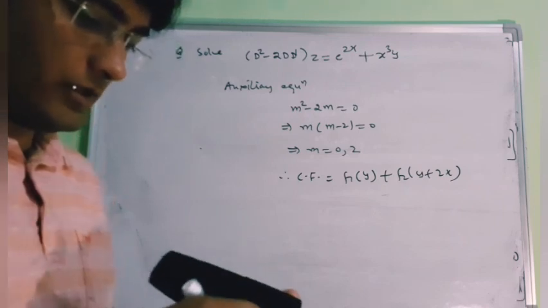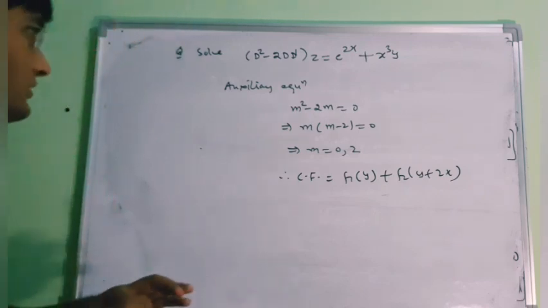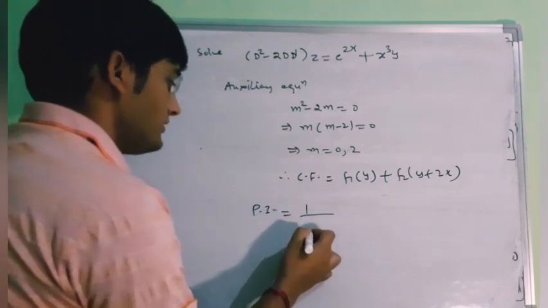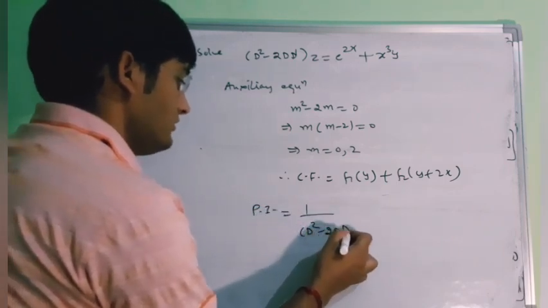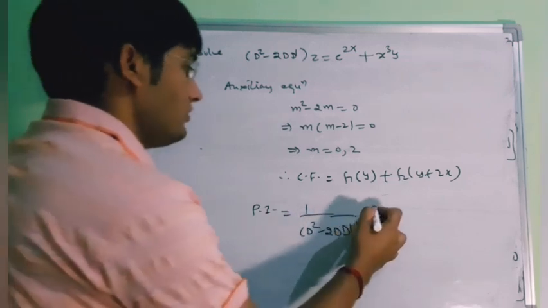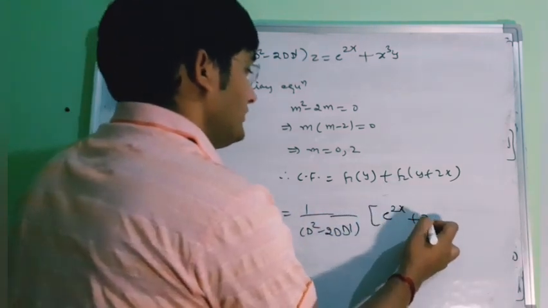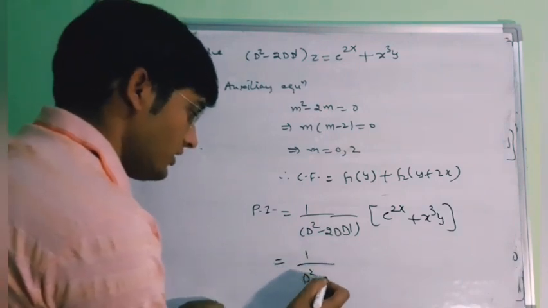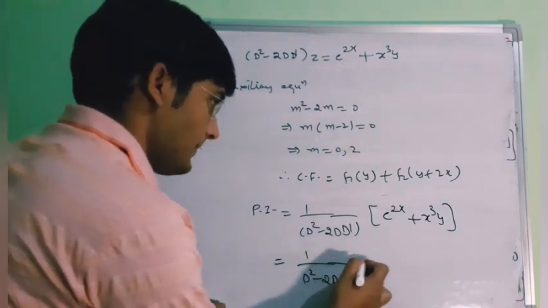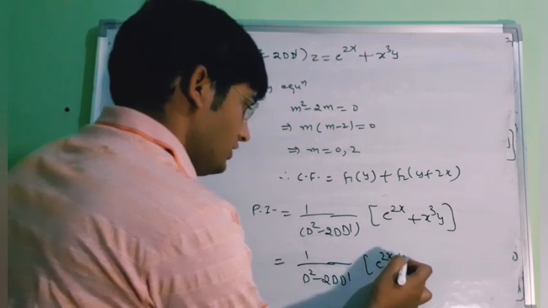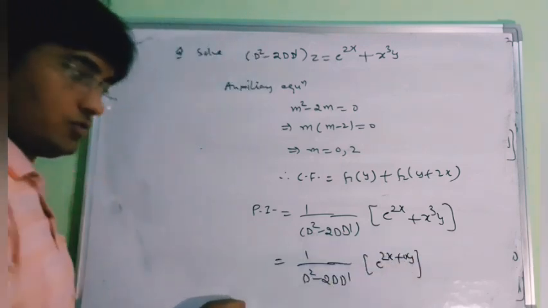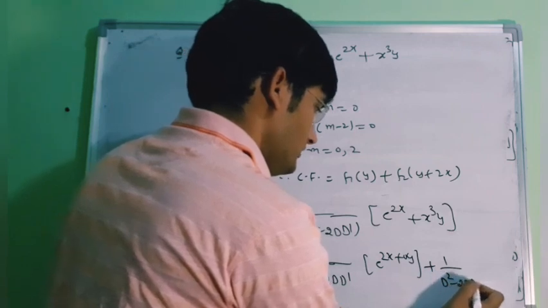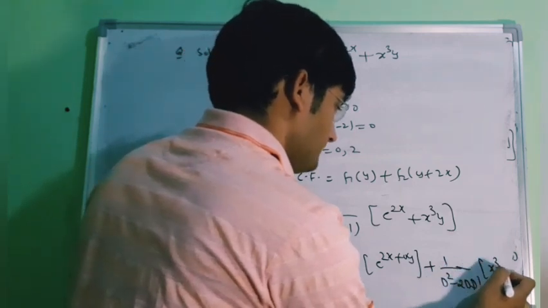Then for the PI, let us break this in two parts. Our PI will be equal to 1 upon (D square minus 2DD'), then in the bracket we will have e to the power 2x plus x cube y. So let us break it in two parts. 1 upon (D square minus 2DD') e to the power 2x. e to the power 2x can also be written as e to the power 2x plus 0y. Then 1 upon (D square minus 2DD') in the bracket x cube y.